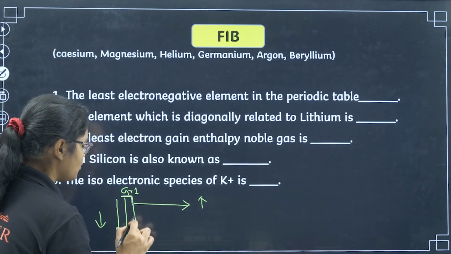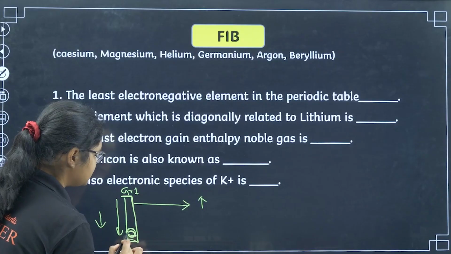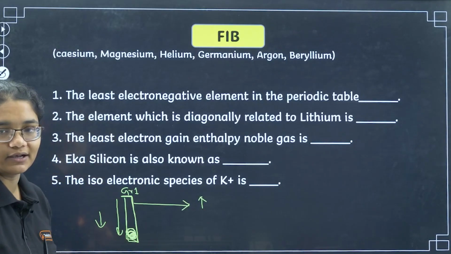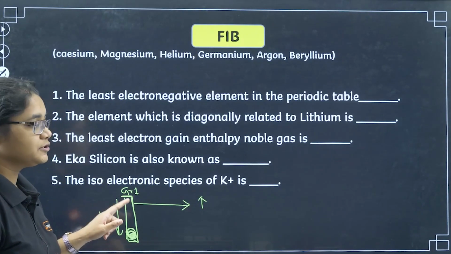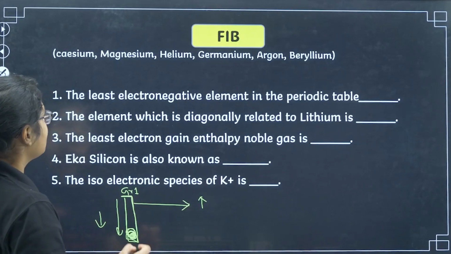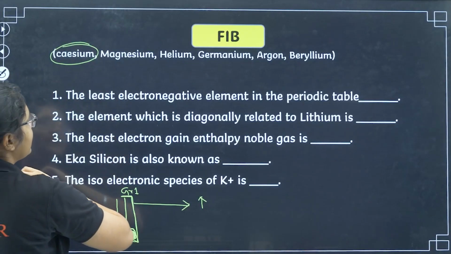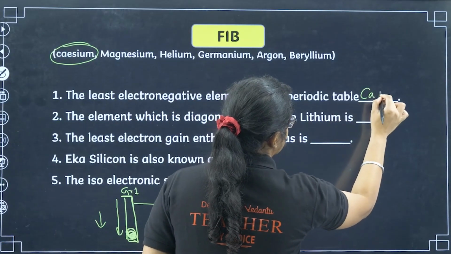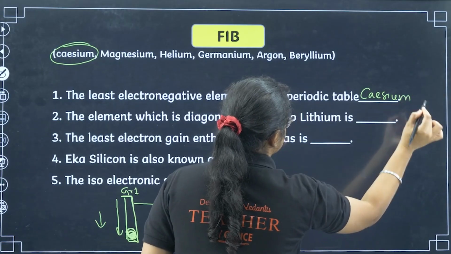So I can say the group 1 element, the last element, is least electronegative. So we have lithium, sodium, potassium, rubidium, cesium. So cesium is the one which is least electronegative. I have the answer here: cesium.